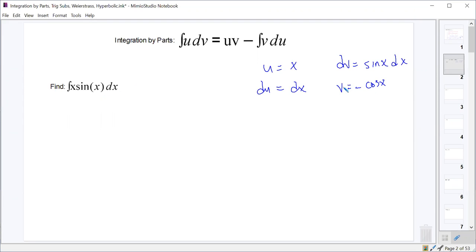And so now all we have to do is say that this integral is equal, using the integration by parts formula, to u times v, which is negative x cosine x, minus the integral of v du. And du is dx, so I'll just replace the du with a dx. Everybody good with that so far? Okay, great.